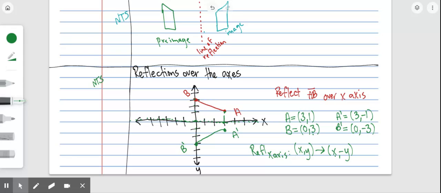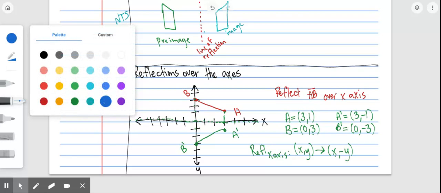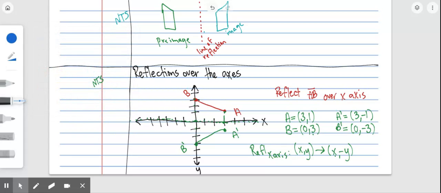Okay, I'm going to use the same graph, but we're going to do a reflection over the y-axis this time. Reflect AB over the y-axis. Okay, so this time my line of reflection is the y-axis. So I'm going to draw this dotted line right here. Okay, so I'm going to start with A, just like I did last time.